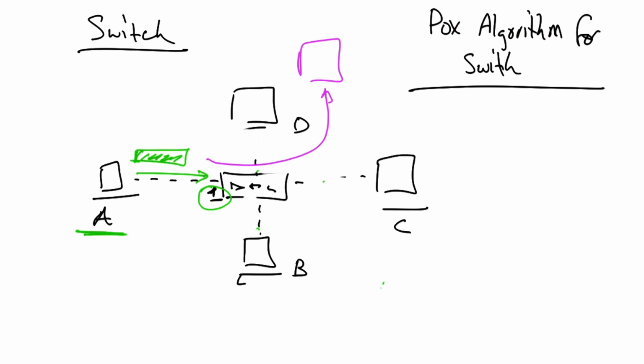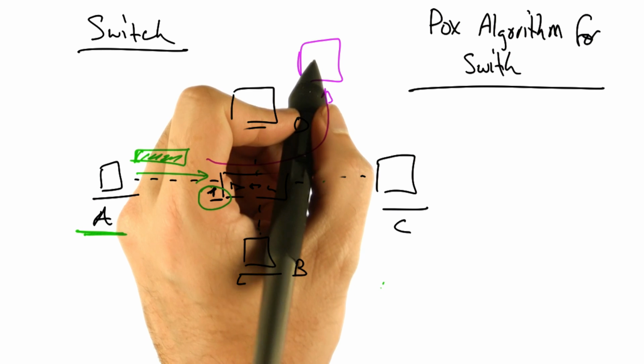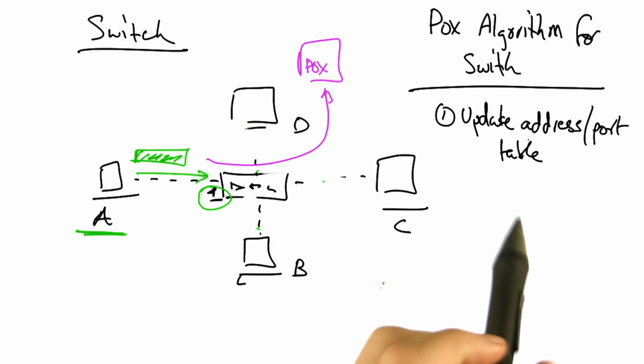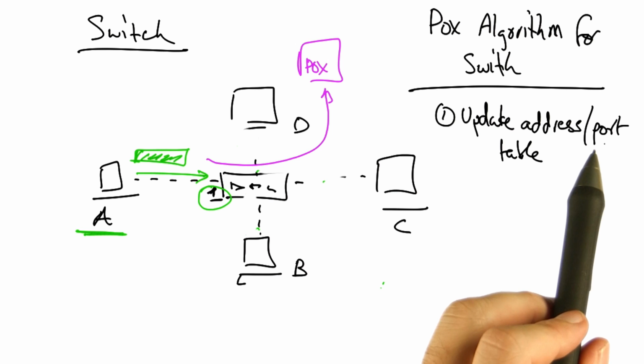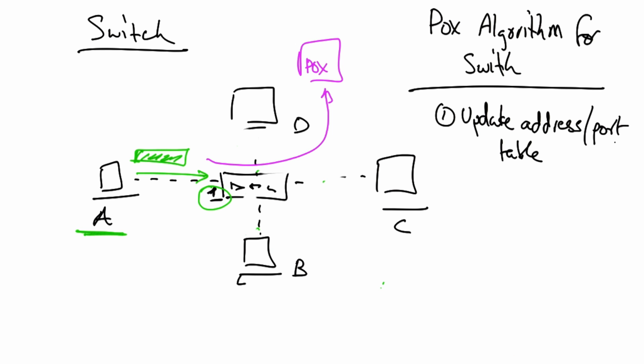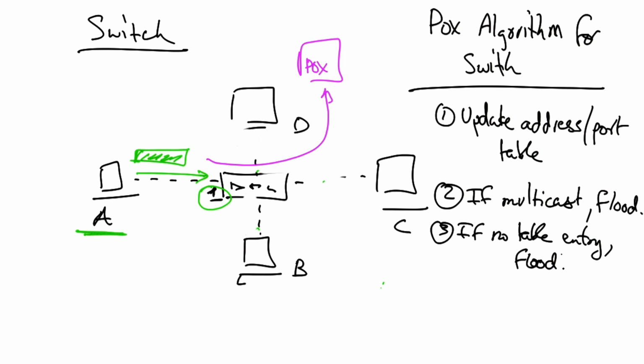As before, when the first packet arrives at the switch, it is diverted to the controller. At this point, the controller maintains a hash table that maps the address to the output port. When it sees that first packet from host A, it updates the address and port table. If the packet's a multicast packet, the controller makes a decision to flood that packet on all output ports. Likewise, if there's no table entry for the destination for that packet, the controller also instructs the switch to forward the packet on all output ports.